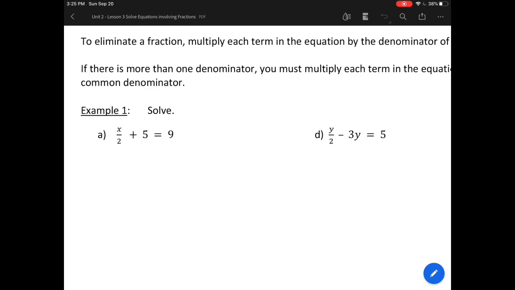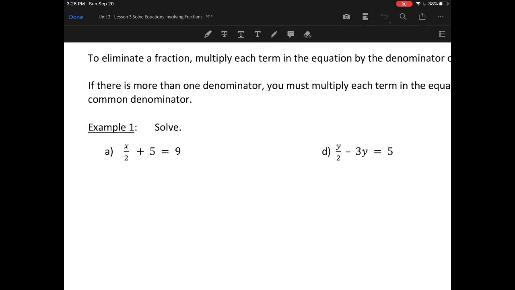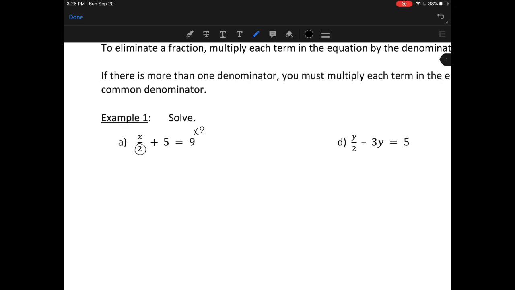All right, we do not like working with fractions. I'm sure a lot of you don't like working with fractions. We want to work with whole numbers. So the way to do that is to eliminate them before we get started. In this first question we have x divided by 2. We have a denominator of 2. So to get rid of that, we're going to multiply this entire equation by 2 to ensure we don't have any fractions when we start solving it.